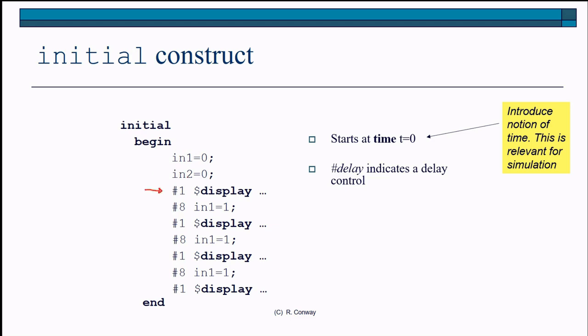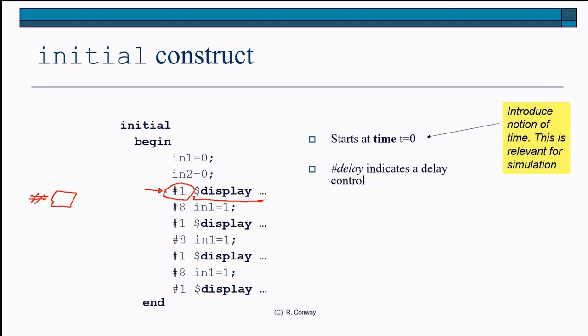The next statement we have starts with what's known as a delay control. In Verilog, the hash followed by a number, and that can be an integer or a real number, constitutes a delay control. So our first delay control is #1, and the purpose of the delay control during simulation is to force a delay before the execution of the code that follows it. So we've got #1 that indicates wait for one time unit and then execute the statement that follows it. And this is a display statement which outputs information to a command window.